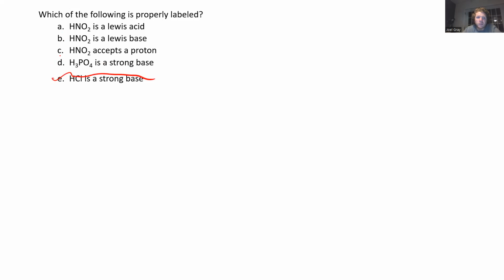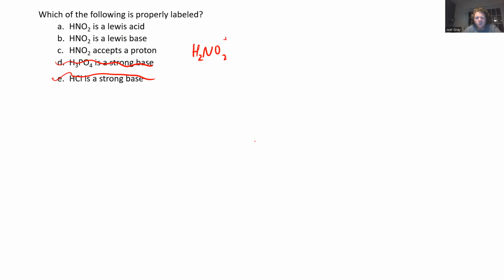H3PO4, that's phosphoric acid. By virtue of it being phosphoric acid, it's not a strong base. HNO2 can accept a proton. That's kind of a tough one. Well, what would that look like? That would look like this: H2NO2, and it would be positively charged.